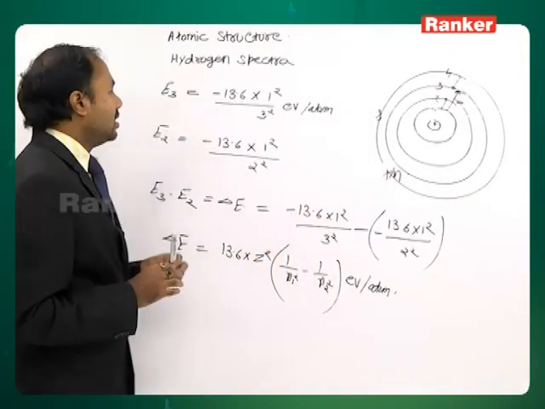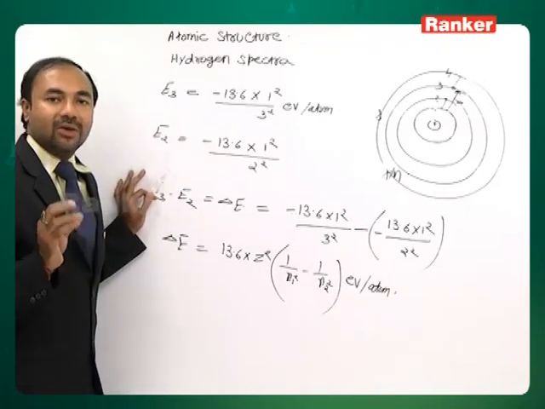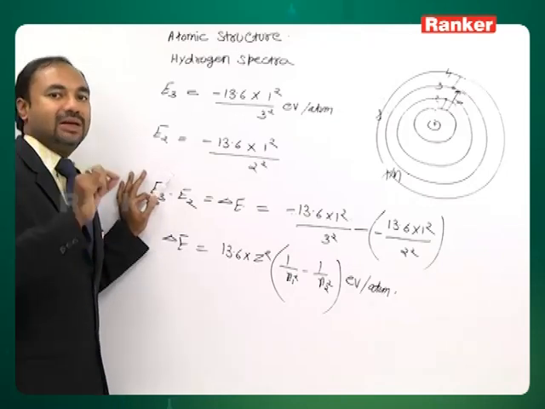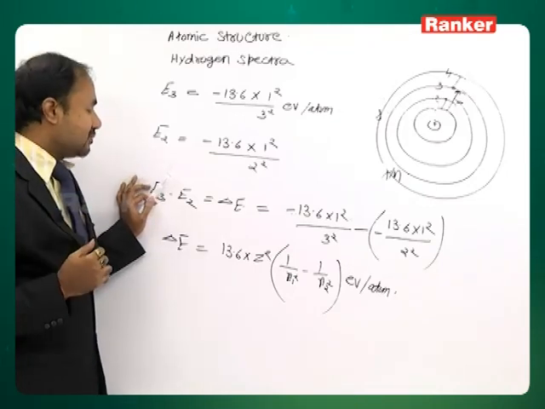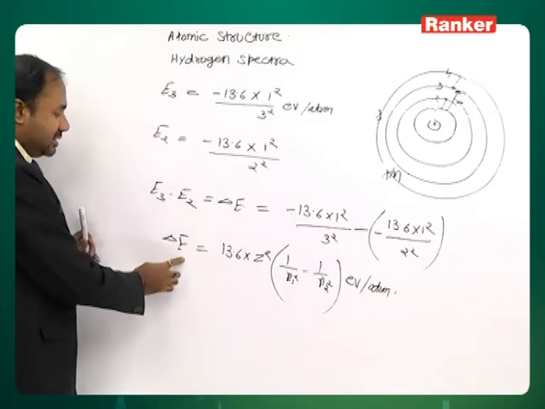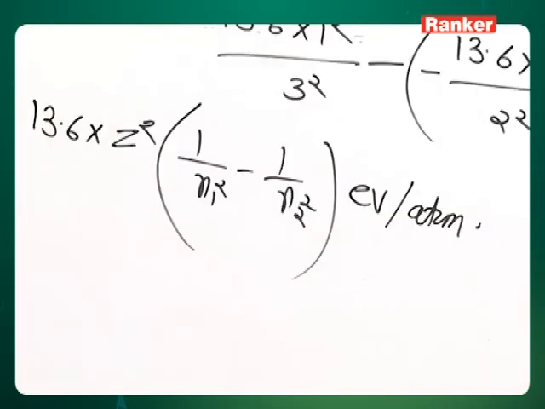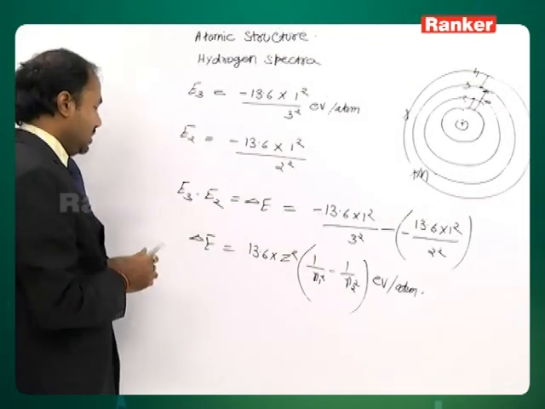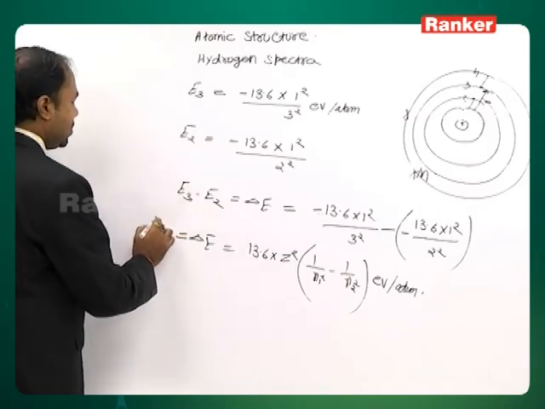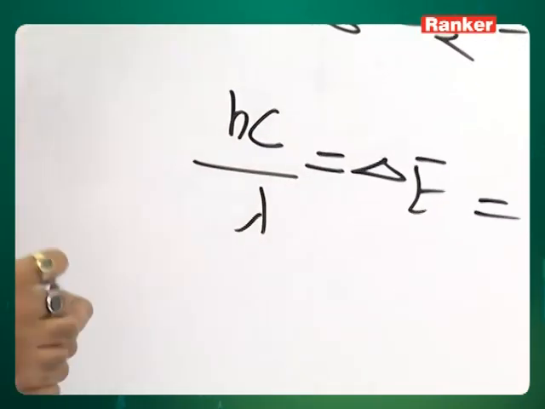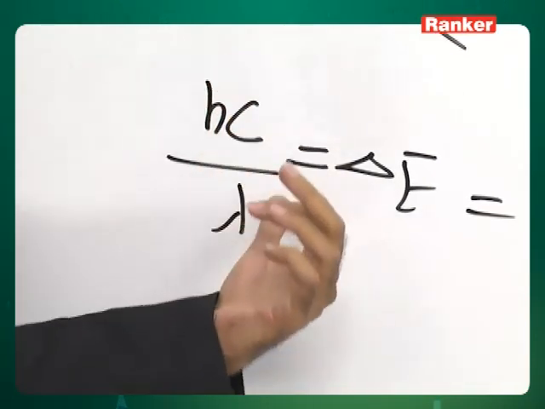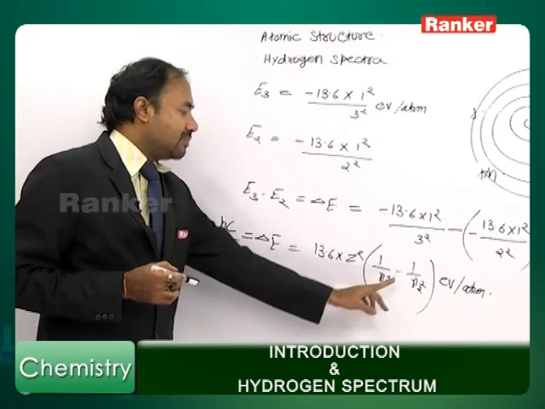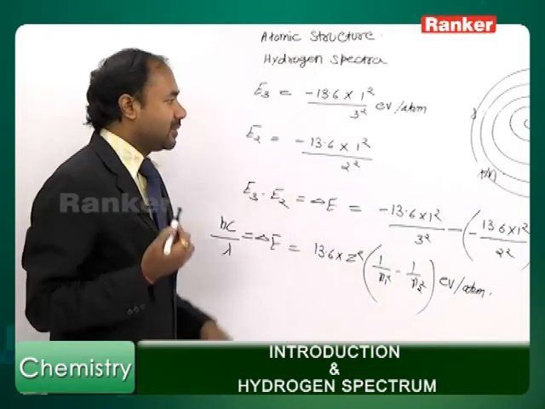Right. Now, sometimes questions come like this also, that calculate the wavelength of a radiation which can excite the electron from this shell to this shell. In that case, what do you have to do? Simple again. This is the energy which needs to be given to the electron if the electron has to transit from n1 to n2. Now, we use Planck's concept which says that delta E is equal to hc by lambda. So you use this formula: hc by lambda equal to 13.6 into Z squared, 1 by n1 squared minus 1 by n2 squared, electron volts per atom.